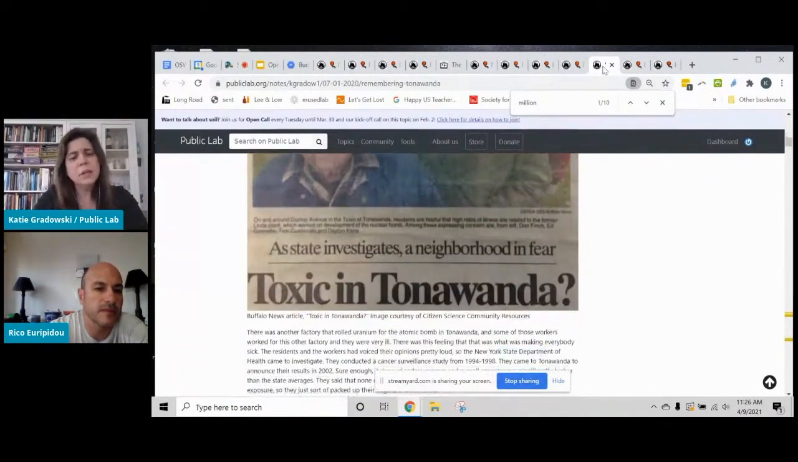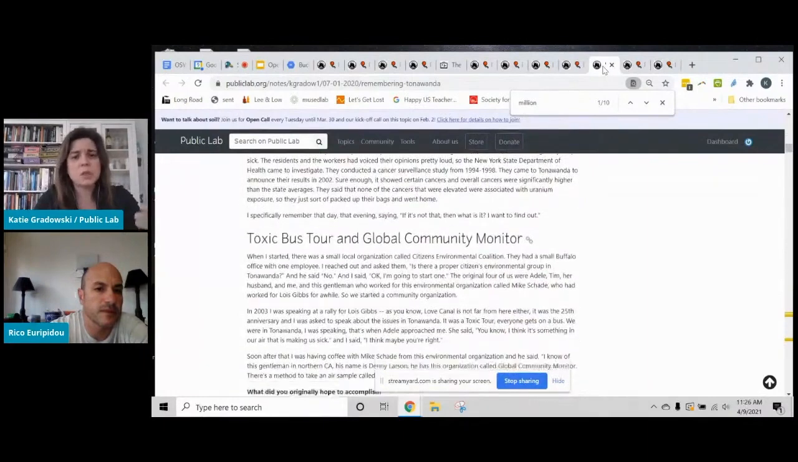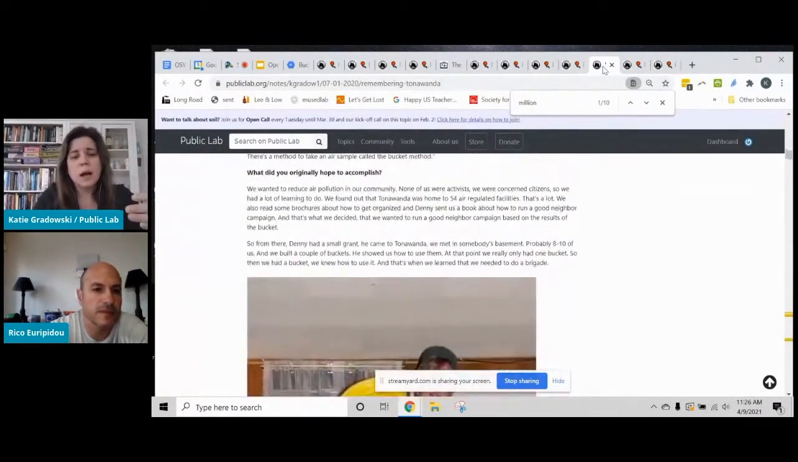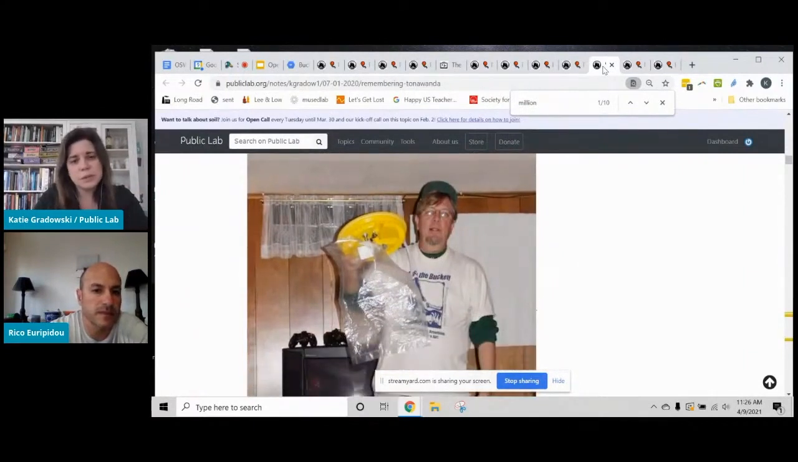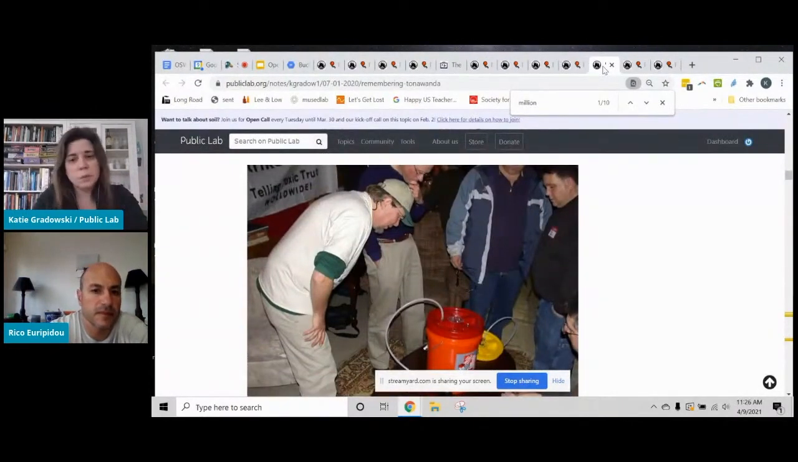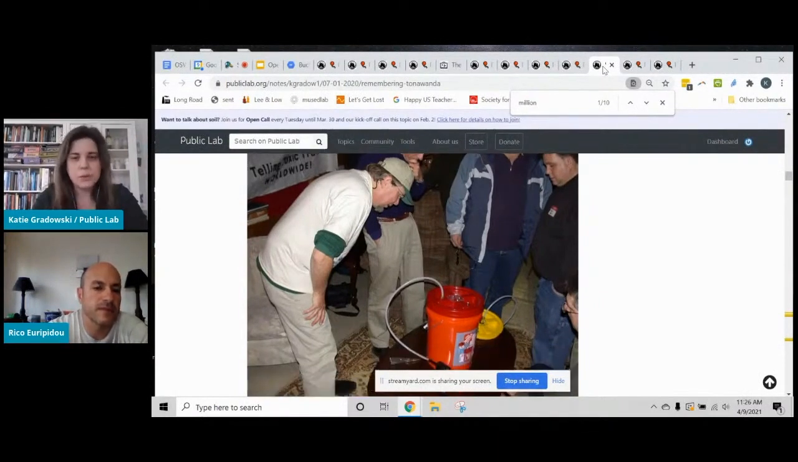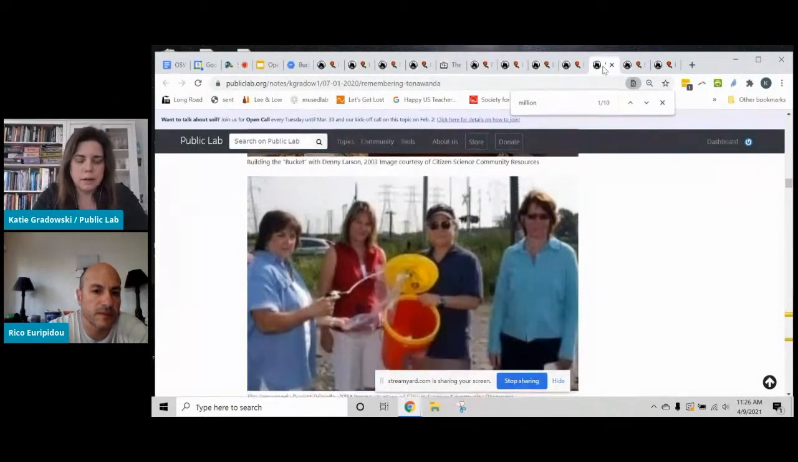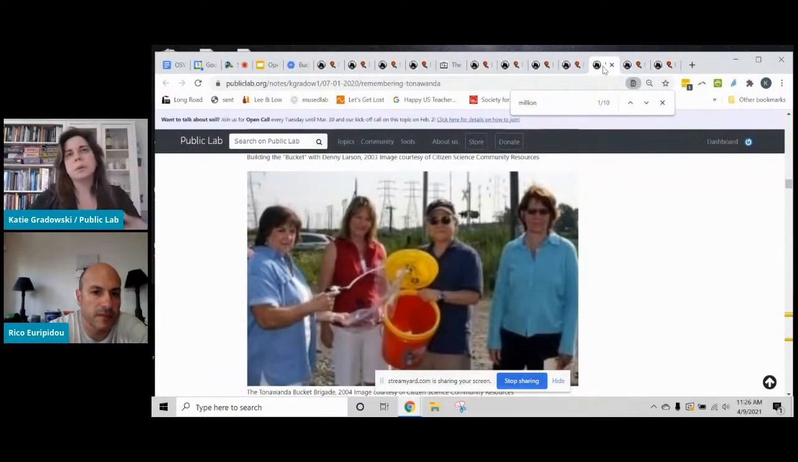And you can see here, we talked about it being fit for purpose. We talked about it being located in communities. And that's absolutely true. So this is Denny Larson from Global Community Monitor. This is from 2003. He's literally in someone's basement teaching them how to use the bucket. This is the group of folks that went out to take those initial samples. They went out at 2 o'clock in the morning to take their samples because that's when they smelled the chemicals. So it really is a tool that is embedded in communities. And it's the people who are using that tool who are really pushing and forcing that change.